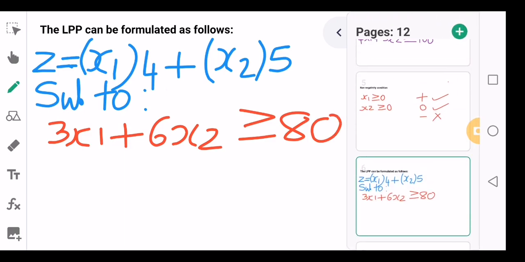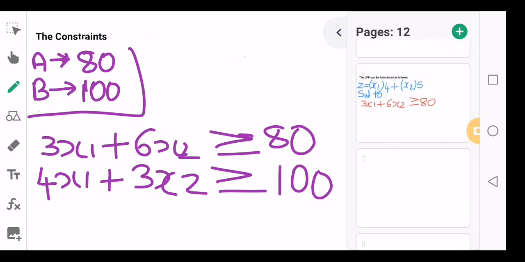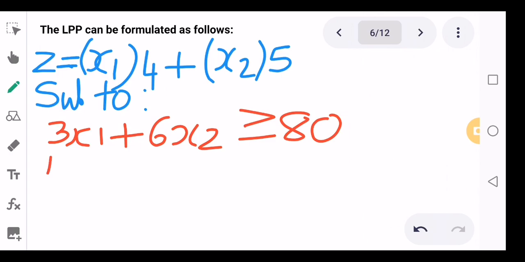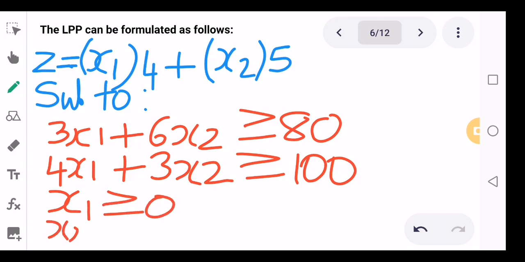And the next one is 4x1 plus 3x2 greater than or equal to 100. And then a non-negativity condition. That is x1 is greater than or equal to 0, x2 is greater than or equal to 0.